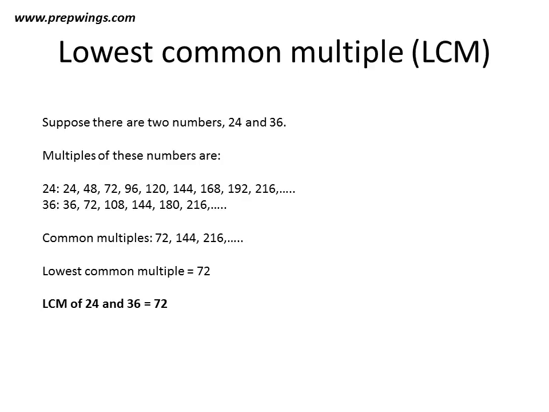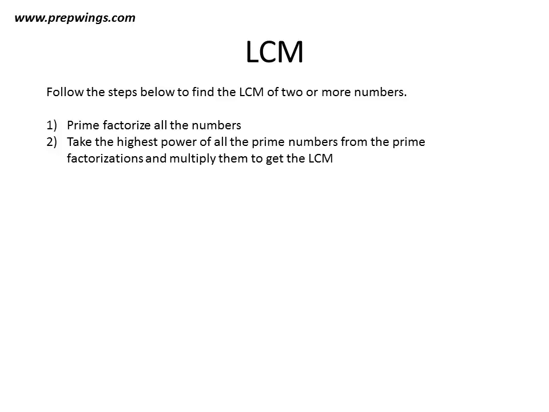Now we'll be looking at a method to find the LCM. Okay, so what we have to do is we have to follow these two steps to find the LCM of two or more than two numbers. The first step, we prime factorize all the numbers. Okay, and the next step, what we do is we take the highest power of all the prime numbers which were there in the prime factorization and multiply them to get the LCM of these numbers. We will look at the examples now.